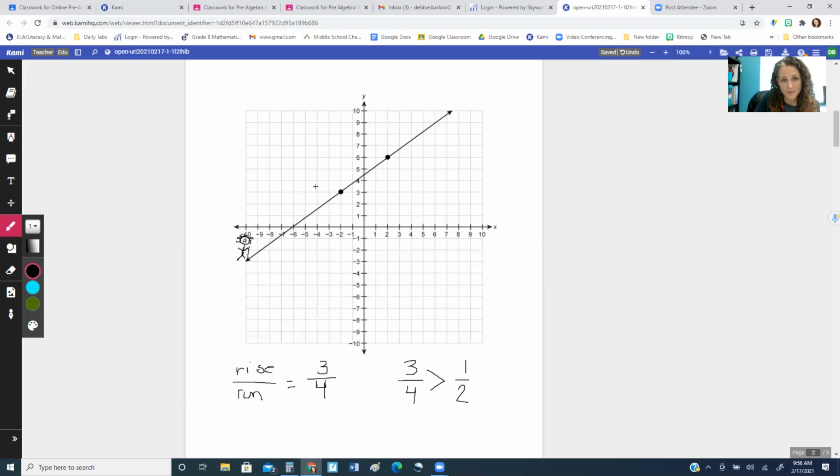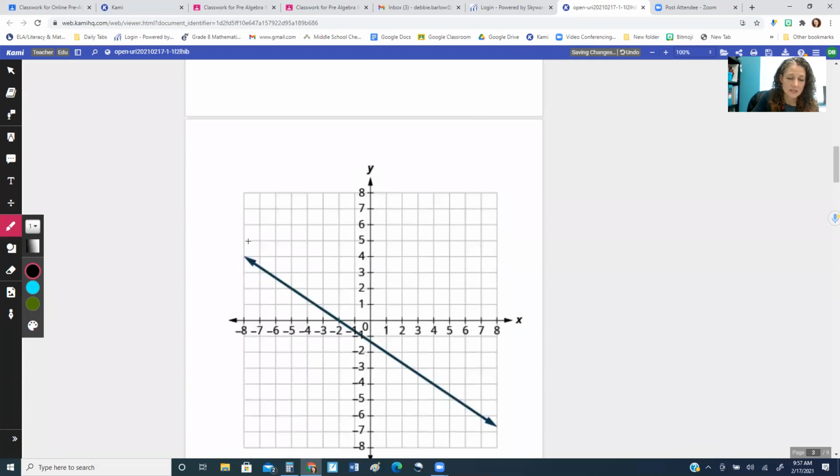Is she going up the mountain or is she going down the mountain? Well, here she's going up, okay? And this was a positive slope, okay? Remember, it was a positive 3/4. This was a positive slope. Let's see what happens to teeny tiny Mrs. Barlow. Now, Mrs. Barlow, teeny tiny little Mrs.